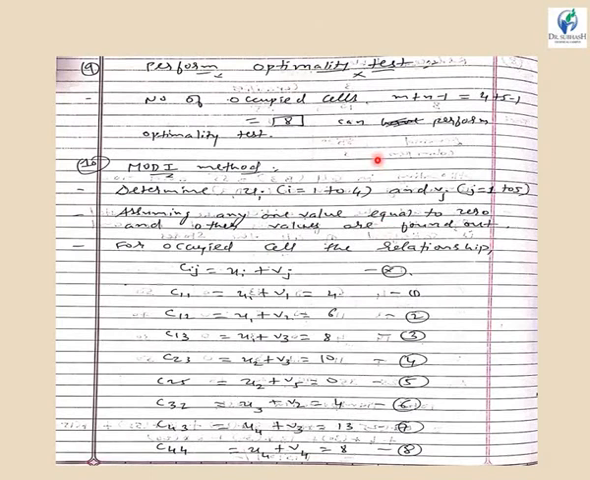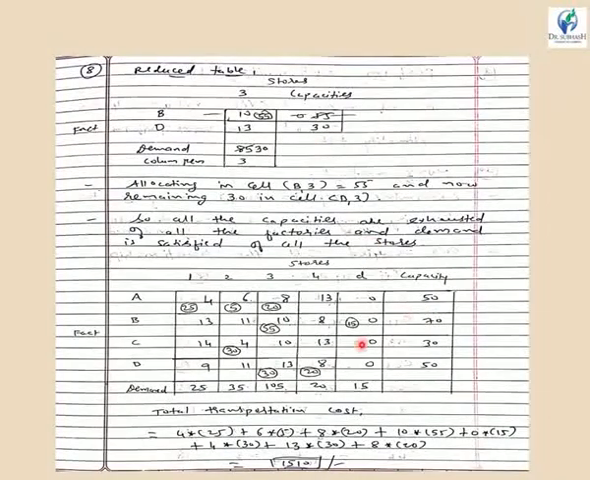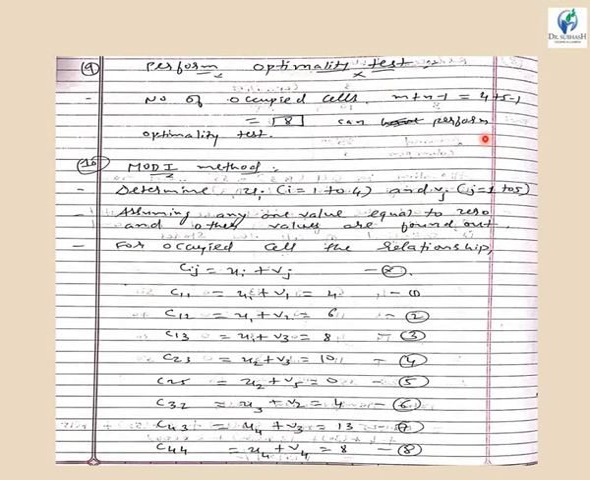Now performing the optimality test. What is the procedure? We will have to find the optimal solution for the given problem. For that, what is the condition? The number of occupied cells should be equal to m plus n minus 1, that is equal to 8. So we can say that we can perform the optimality test. The number of occupied cells should be equal to m plus n minus 1. If you put in the values, it is equal to 8, and you can see from the previous table that there are 8 allocations. So now you can perform the optimality test.